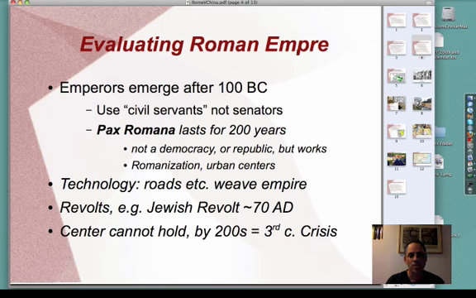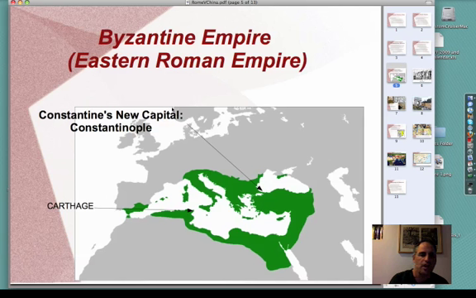By the 200s, we get something known as the Third Century Crisis, and the Third Century Crisis essentially, you should know, is a period in which the center cannot hold, when the Romans are no longer able to maintain control of their empire.